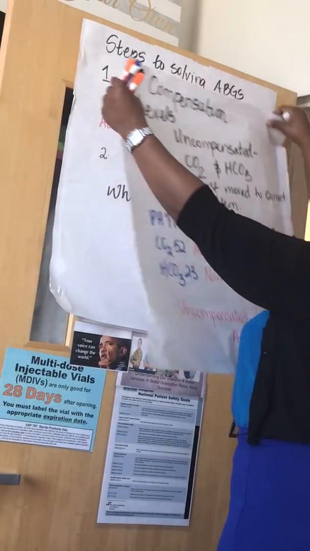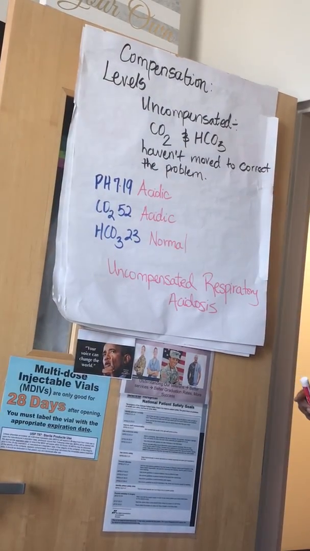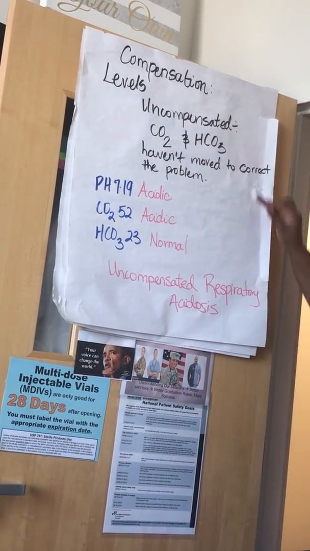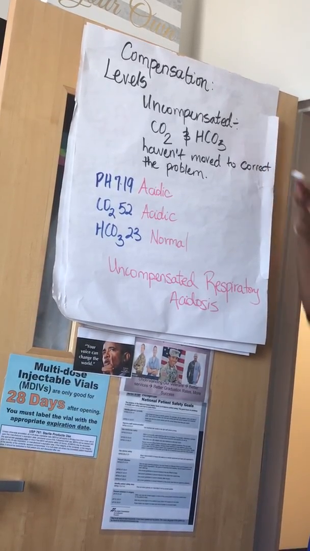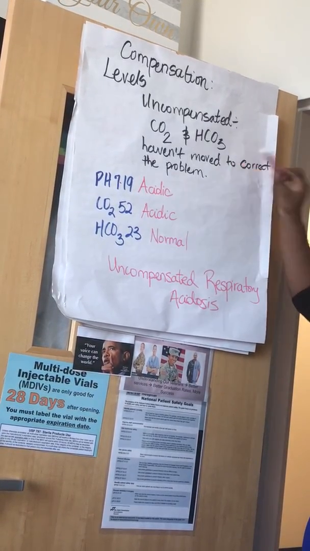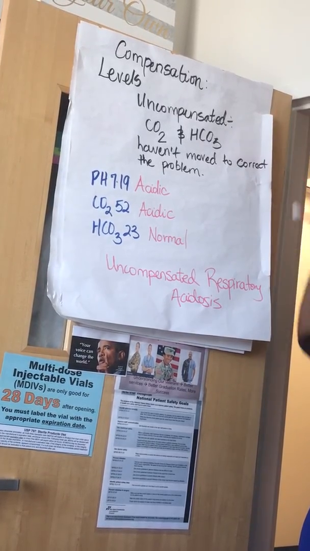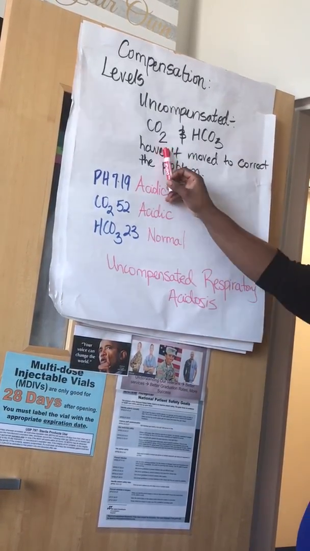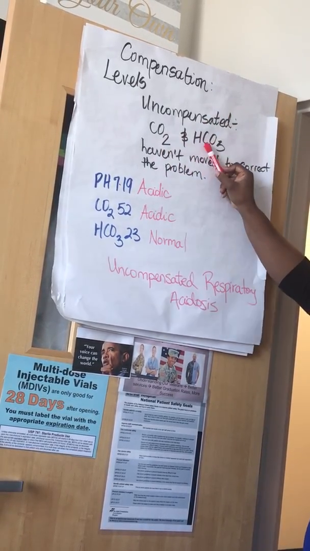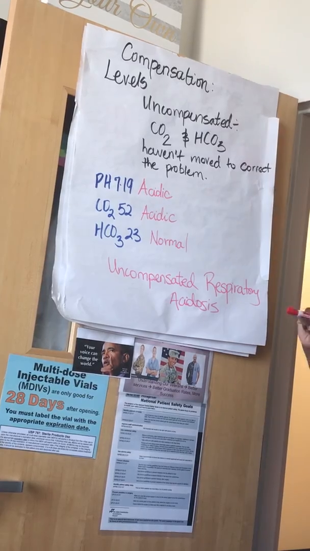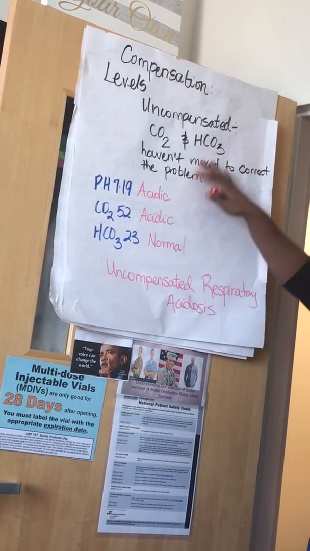So then we think about compensation. There's levels of compensation. The first level is uncompensated. That means we have the pH that's telling us whether we are having an acidic or an alkalotic problem. Then we look at the CO2 and bicarbonate to see which one is following the pH. Whatever's following the pH, either on the acidotic or the alkalotic side, then we know we are having that issue.